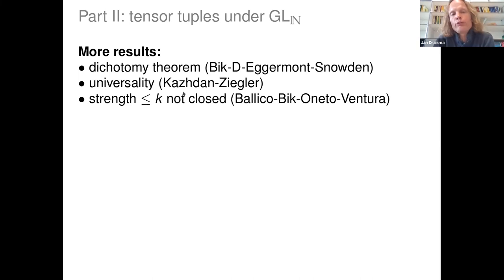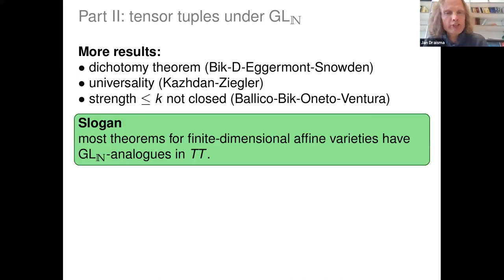Interestingly, their proof first uses finite fields and then uses the machinery of Gowers norms to go from the finite field case to the field of complex numbers, for instance. At the moment, we are working on replacing this proof using Gowers norms by techniques that are in the realm of what we are used to so far. I already mentioned that the set of polynomials of strength at most k is not closed on the previous slide. So the slogan I'd like to propose here is that most theorems in finite dimensional affine algebraic geometry have GLN analogs for tensor tuples.